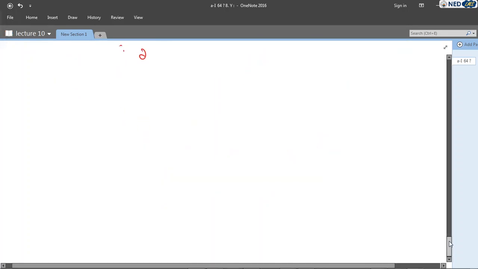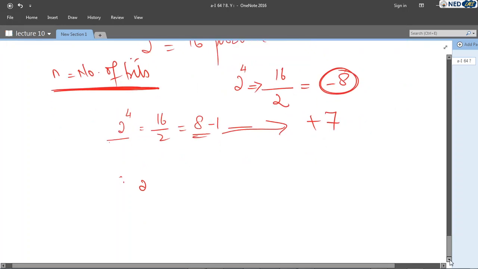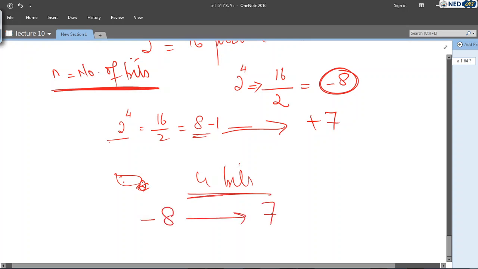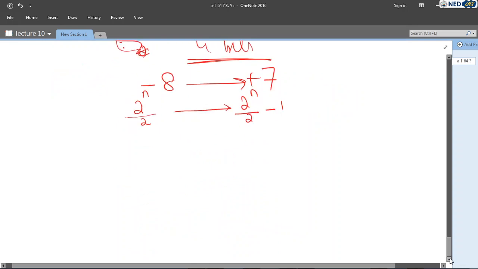So we can develop a simple formula. If we only had 4 bits, using 2's complement, the minimum number is minus 8 and it goes all the way to plus 7. So we can develop a formula like 2 to the power n divided by 2 all the way to 2 to the power n divided by 2 minus 1. The positive number in magnitude is always one less than the minimum possible negative number. The minimum negative number here is minus 8, and the maximum positive number is plus 7.